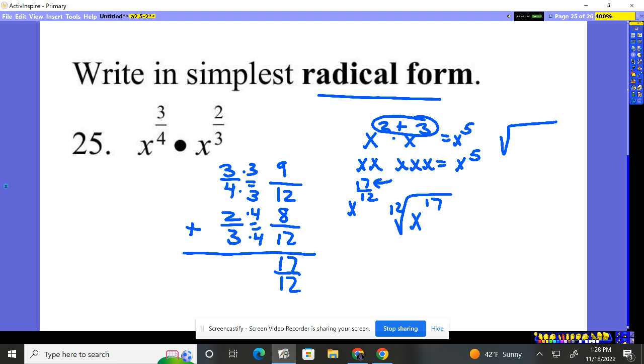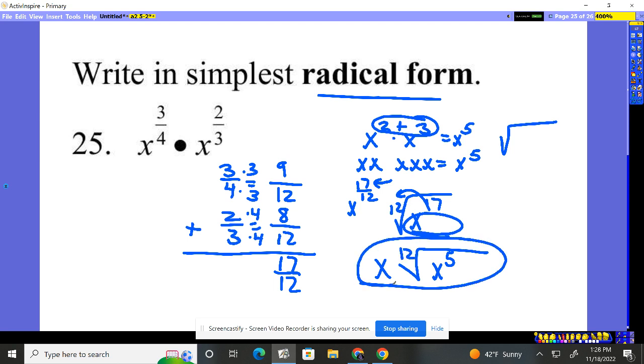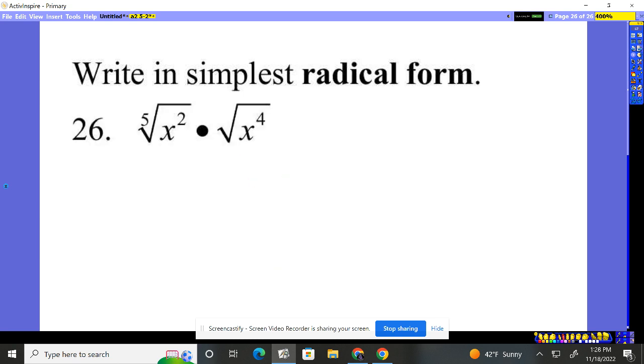Now, please note, you have 17 x's. It only takes 12 to come out. You have enough to bring one out, and how many were left behind? Well, if you have brought 12 out and there were 17 on the inside, you have 5 left on the inside. So the final answer is this right here. X on the outside, 12th root, and then it's x to the fifth on the inside. That's how it needs to be written.